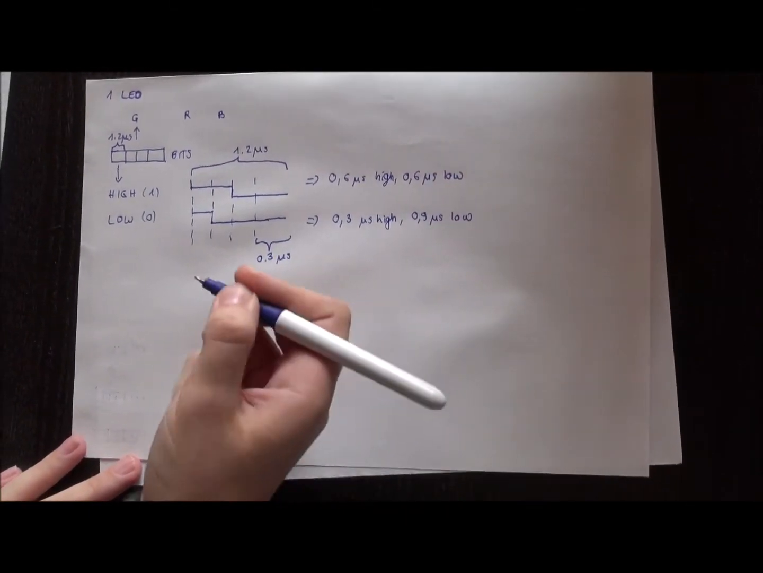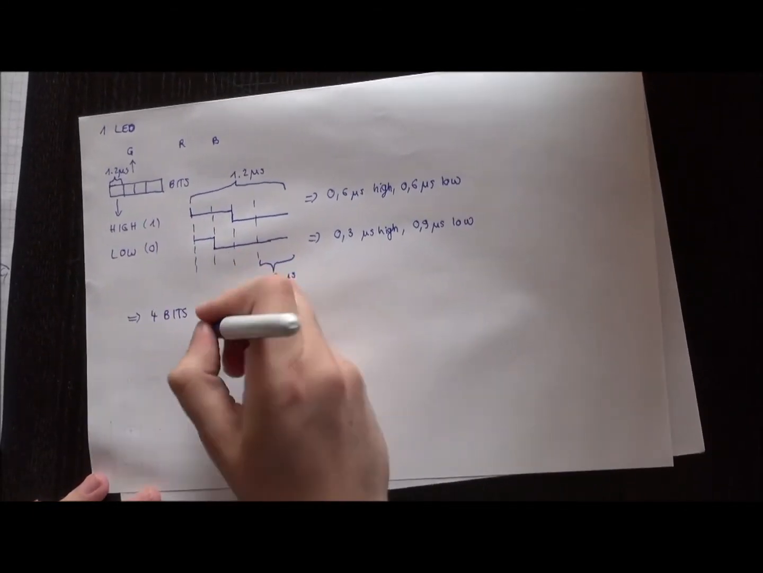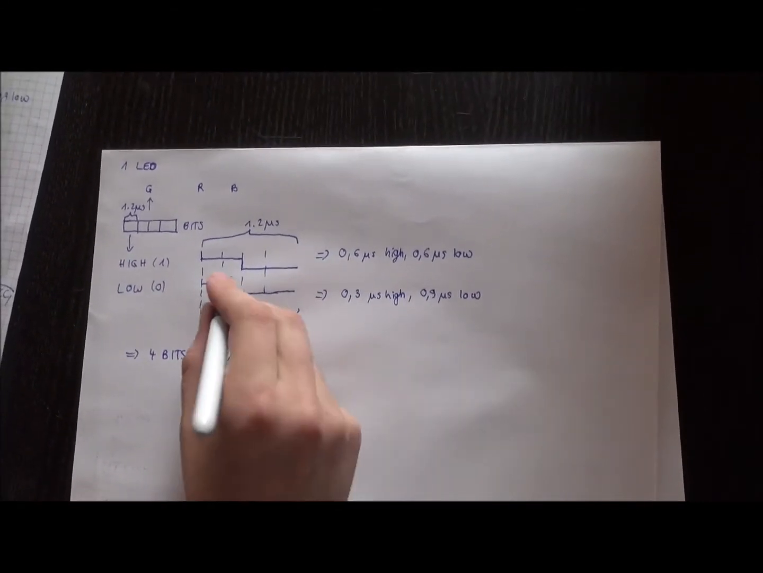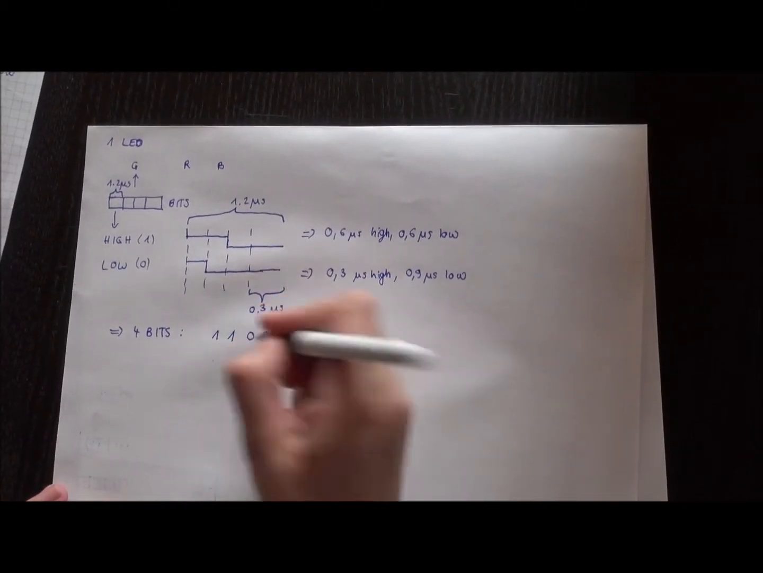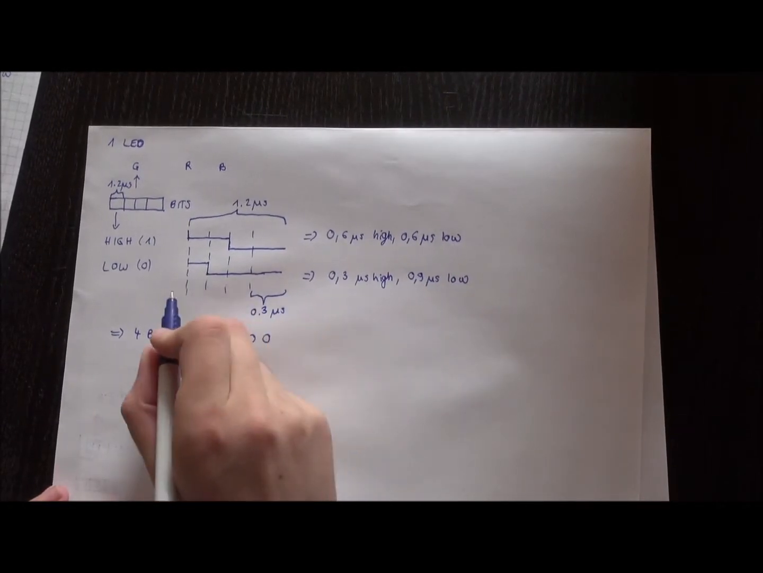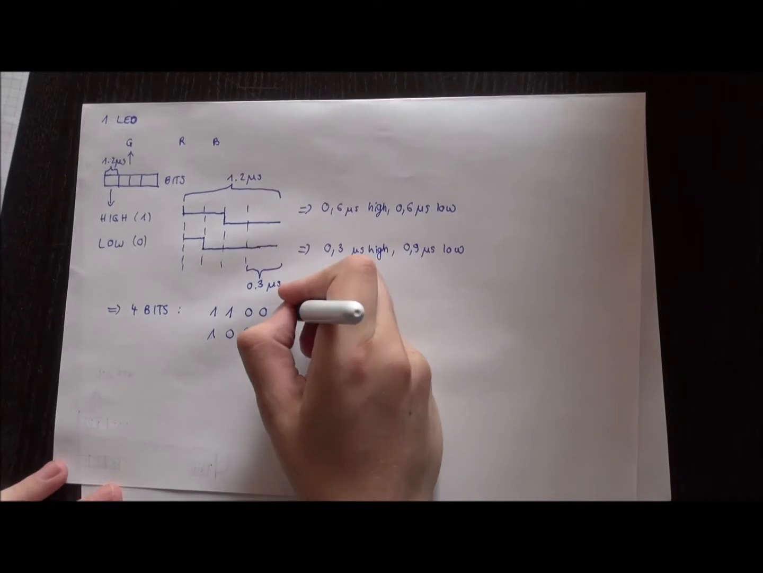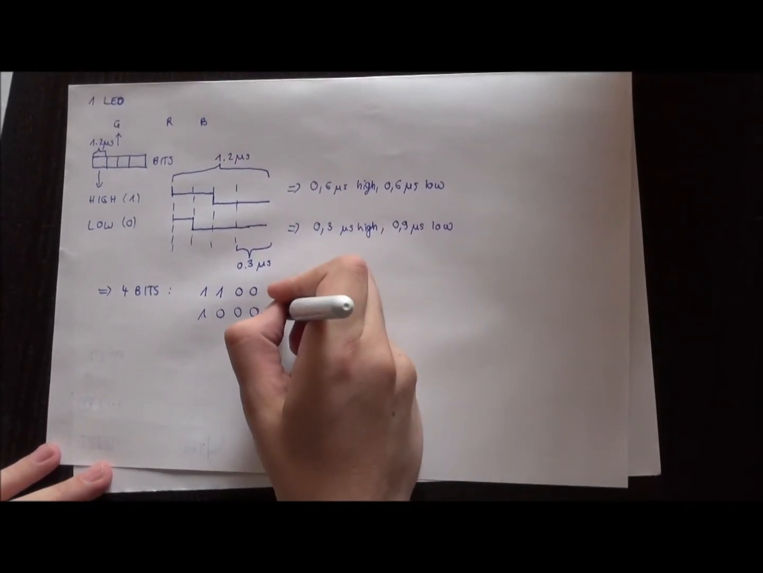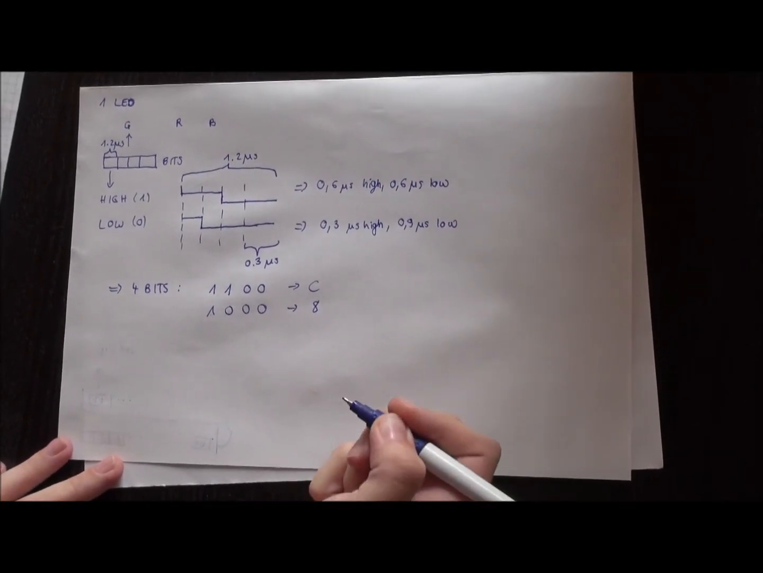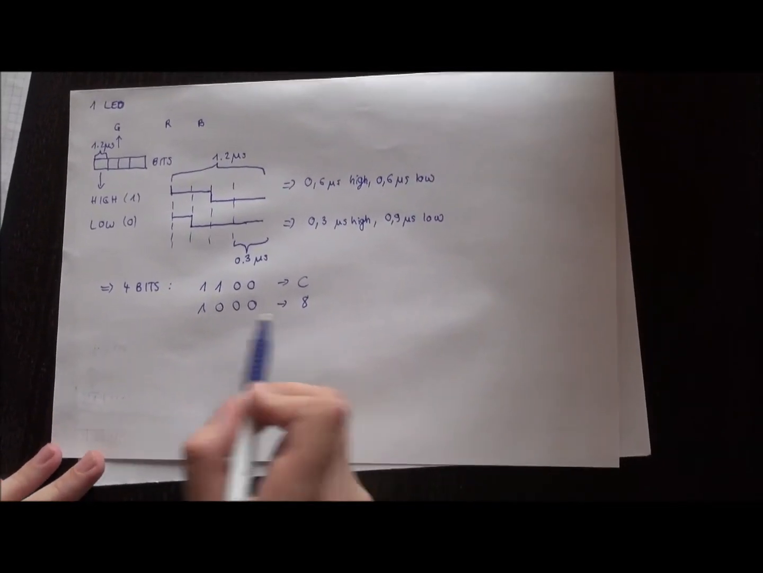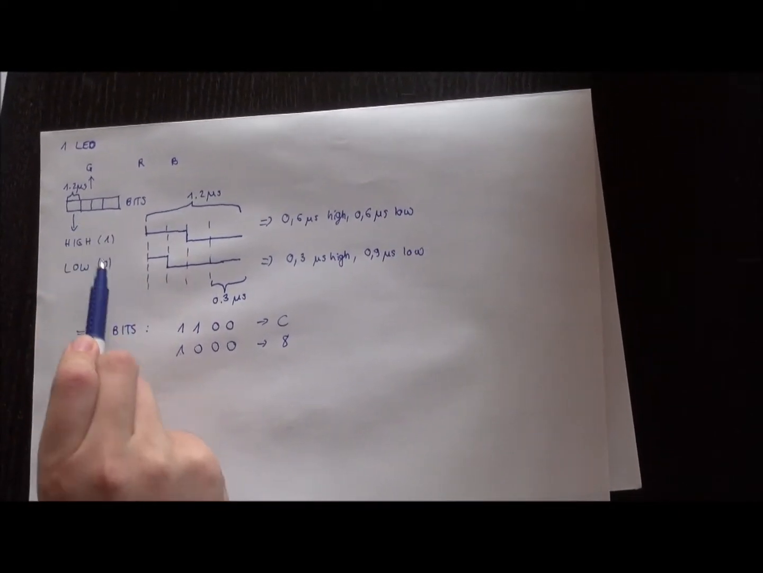So how can we do that now? We take these 4 bits. For high I need the first 2 to be true and the second 2 to be false. And for low, I need 1, 0, 0, 0. This would be a C, and this would be an 8. So now we know how to set one of these bits to 1 or 0.